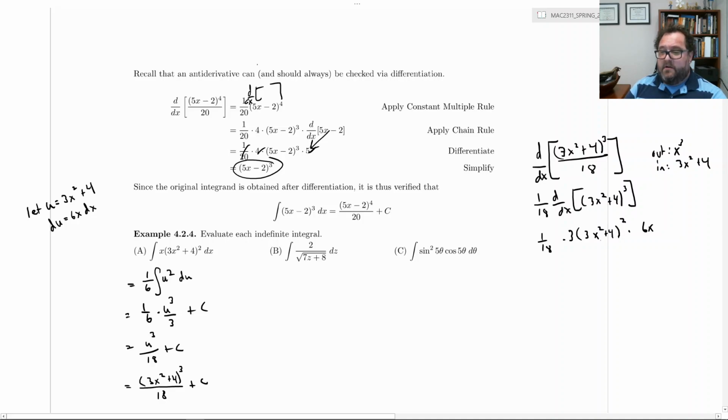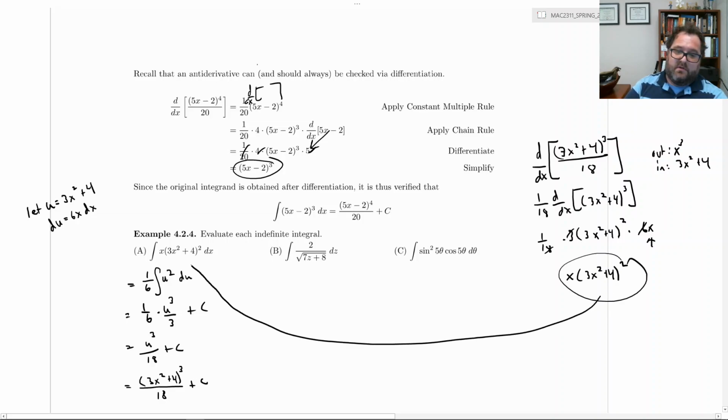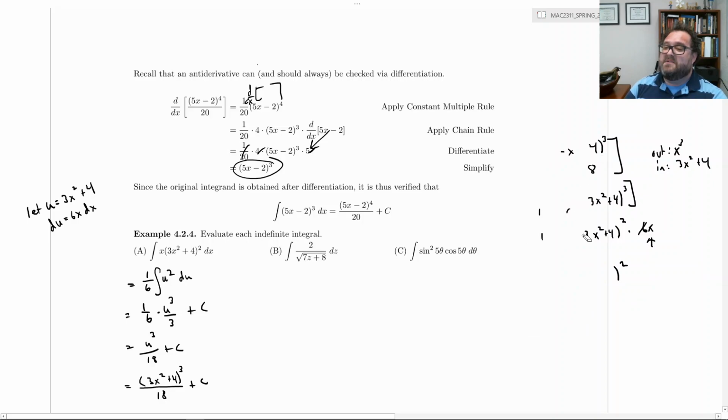And now if we simplify, notice we have 3 times 6, 18 over 18. Those cancel out. And that leaves us with an x times 3x squared plus 4 squared, which is the original integrand. So yeah, we're right. Nice. Always nice to be right. Sometimes you make mistakes and it doesn't work out so nicely. It's nice whenever you can confirm your solution is indeed correct.